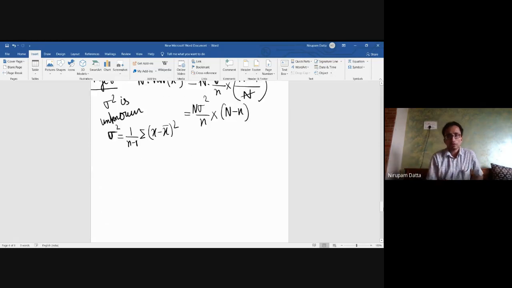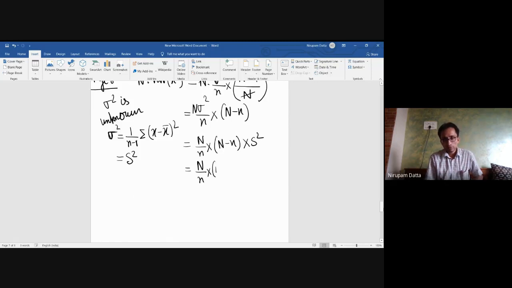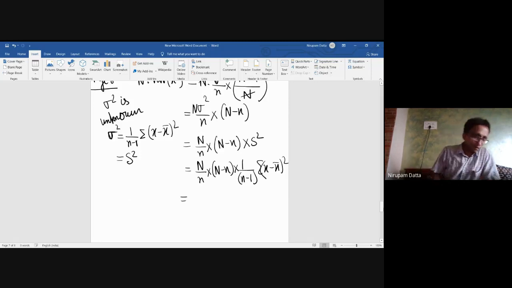So we can use this formula. So this is nothing but equal to capital A square. So we can now write this as N by n into N minus n into capital A square. So this is nothing but N by n into N minus n into 1 by N minus 1 summation x minus x bar whole square. Okay. So I'm not getting into the details. You look into the calculations which are provided in the book. So the formula is like this.